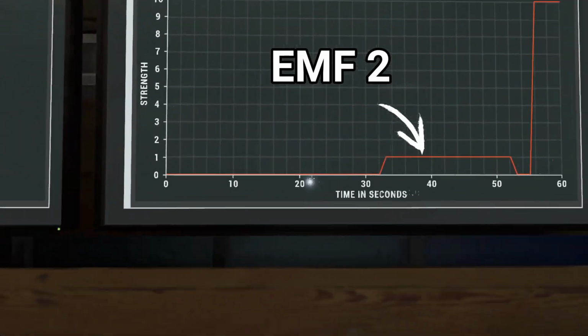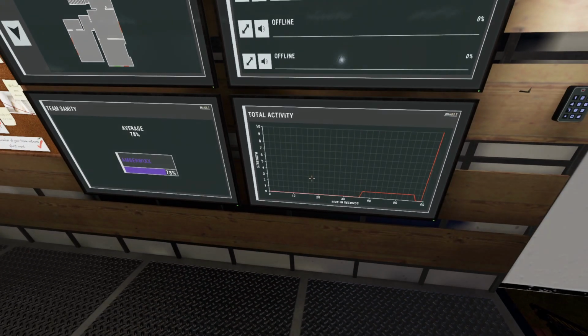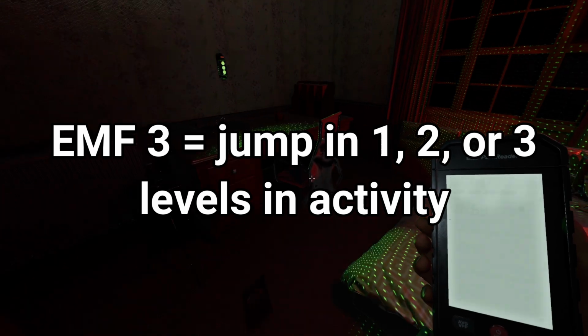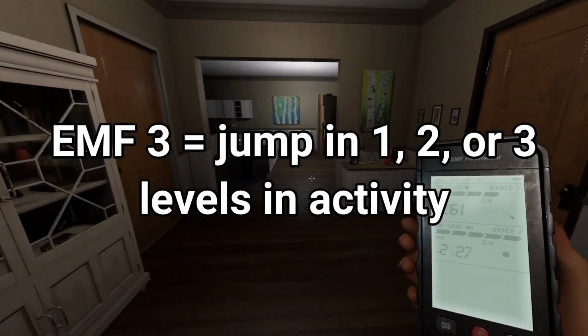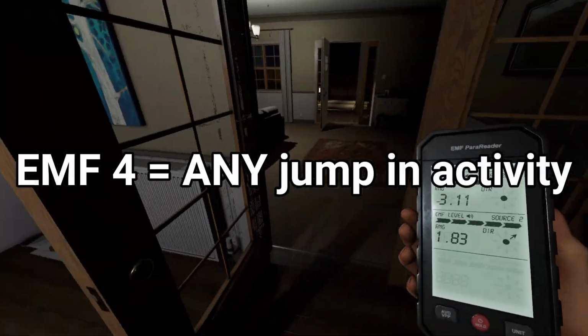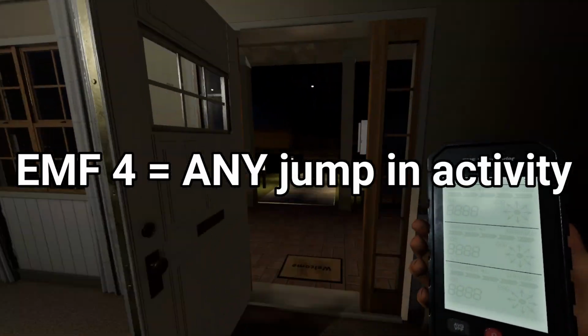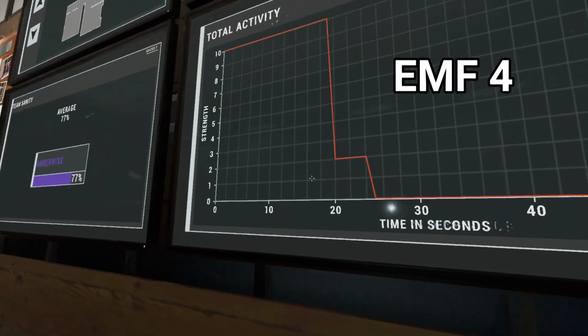This is why sometimes, even when there are things happening in the map, the activity monitor can potentially not display anything. EMF level 3 will show up as a spike in either 1, 2, or 3 on the board. EMF level 4 is the one exception, as this is given off when ghost events occur. Because of the special nature of ghost events, these can show up as basically any jump in activity on the monitor.